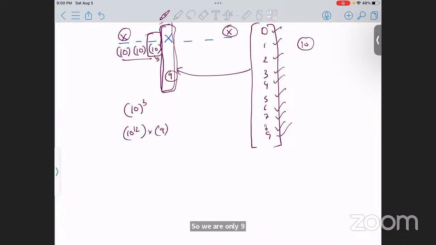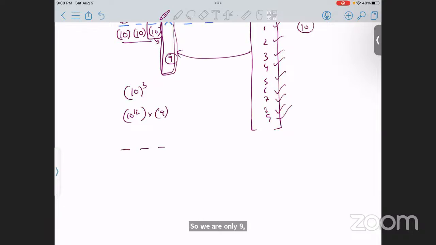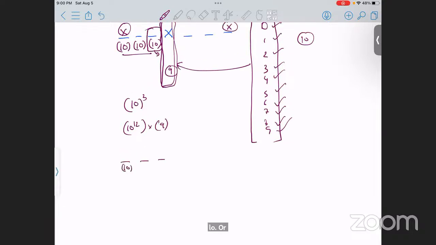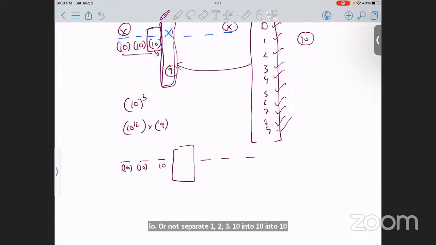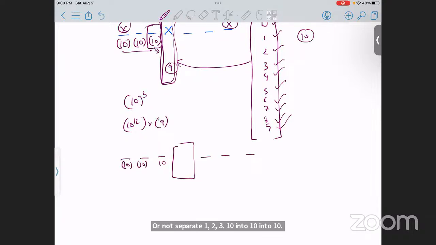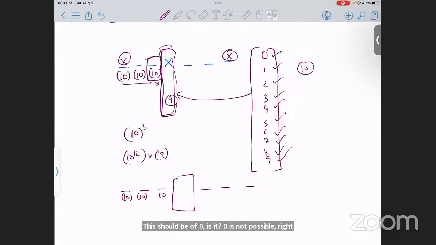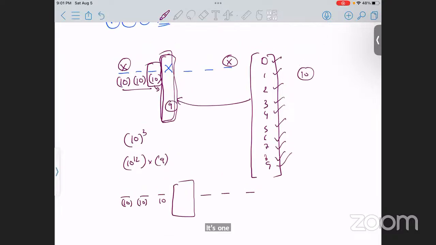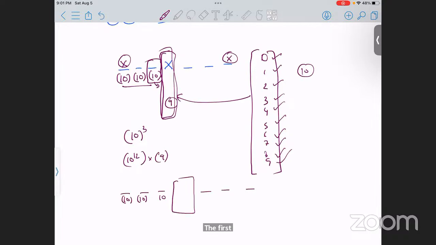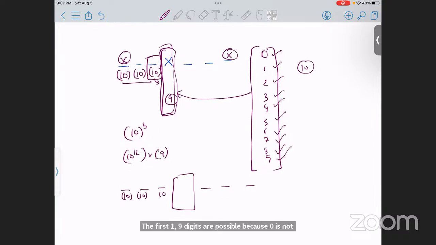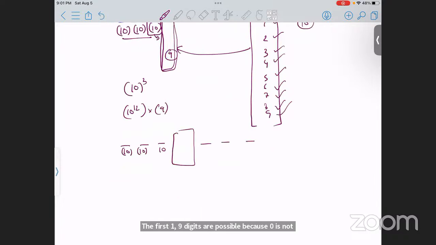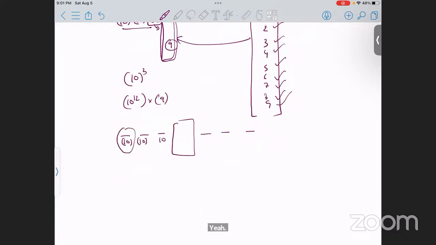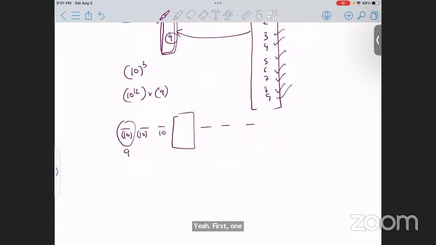Look, suppose 1, 2, 3, 10 into 10. The first digit should be one of 9 digits, because 0 is not possible, right? So for the first digit, 9 digits are possible because 0 is not possible. You can do 9 into 10 into 10.